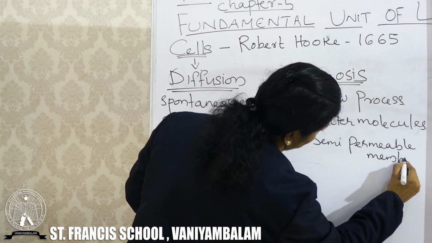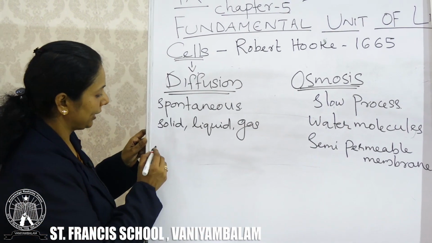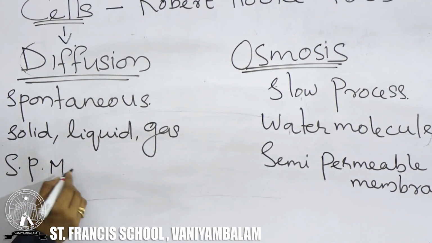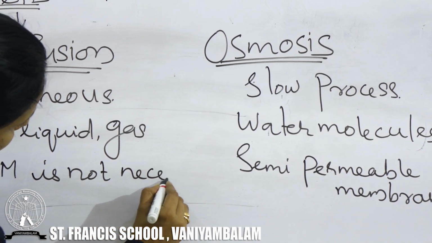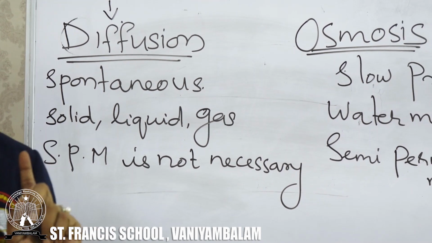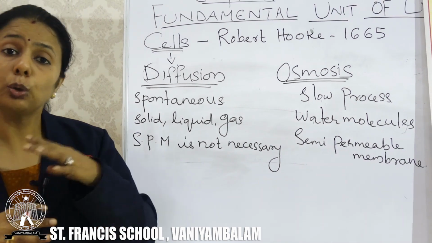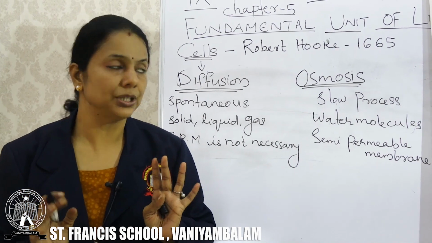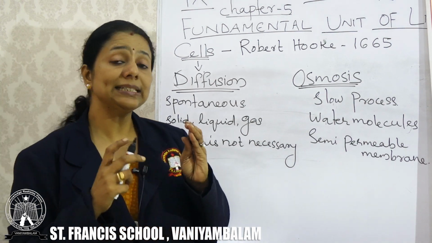So osmosis happens only through a semi-permeable membrane, whereas in diffusion, a semi-permeable membrane is not necessary. It can happen through a semi-permeable membrane also, but it is not necessary in diffusion. Through any membrane the substance can be transferred or passed, right? So these are the differences. Osmosis is a slow process.